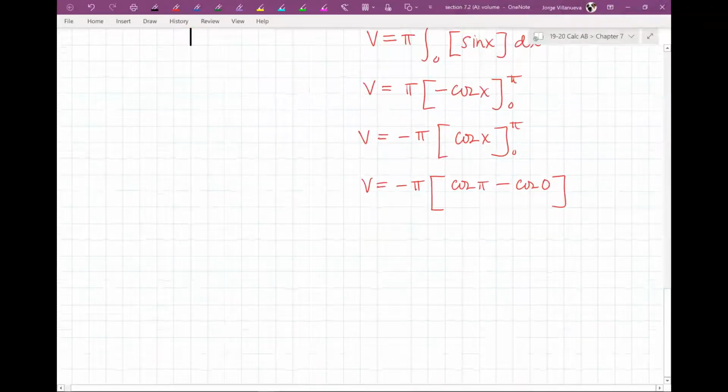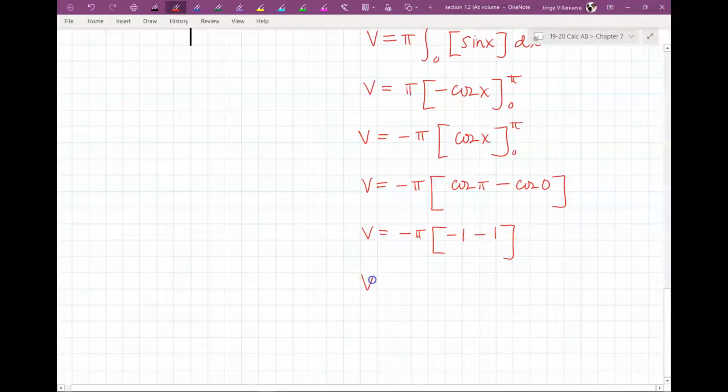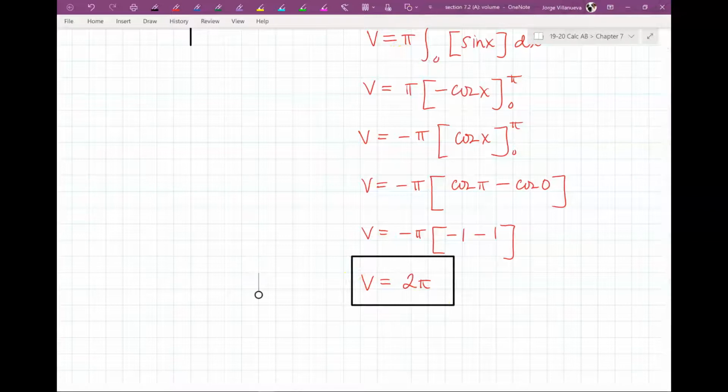Well, what's cosine of pi? Negative 1. What's cosine of 0? 1. So we get negative pi times negative 1 minus 1. So volume is equal to, well, that's a negative 2, and there's a negative pi outside, so it should be 2 pi. And that is the volume of the solid that gets formed when you spin it around. Okay, you got a 2 pi.